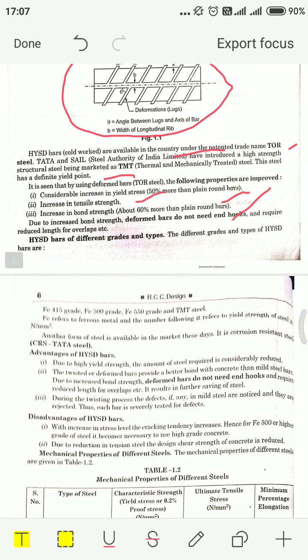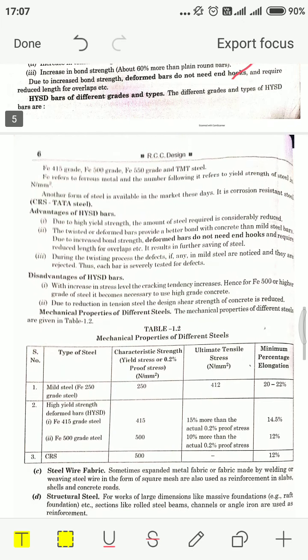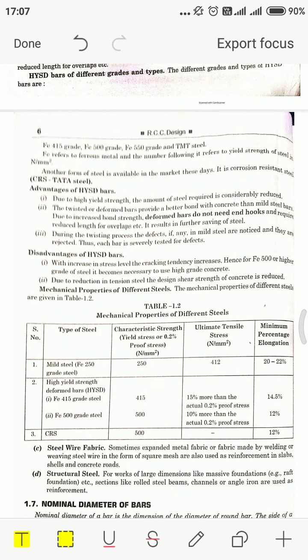So HYSD bars of different grades and types are used. The different grades are Fe415, Fe500, and Fe550 grade, and TMT steels. So what are the advantages of HYSD bars? Why do we use HYSD bars?